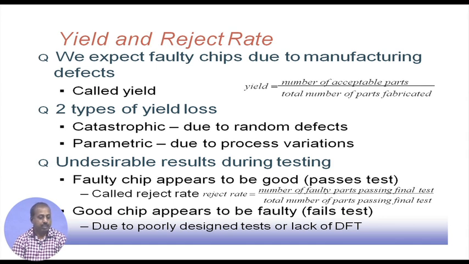So, that should not happen. This can happen due to poorly designed tests, maybe the test patterns that we apply are not sufficient, they have a problem with the good responses for some faults. Even if that fault is not present, it sometimes may create difficulty, and lack of a design for testability mechanism may also cause some good chip to appear as faulty. So, these are the two things that we would like to avoid.